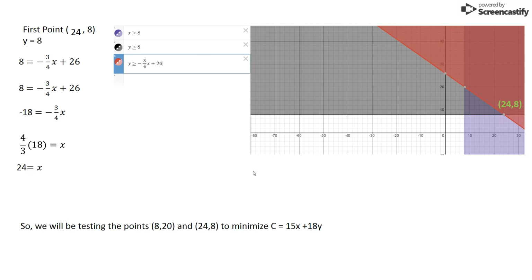So we're going to be testing the points (8, 20) and (24, 8) to minimize c equals 15x plus 18y, and we'll be doing that in the next video.